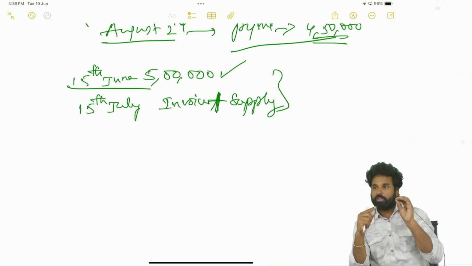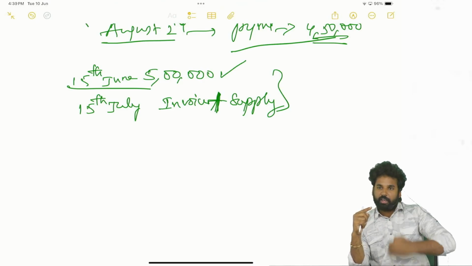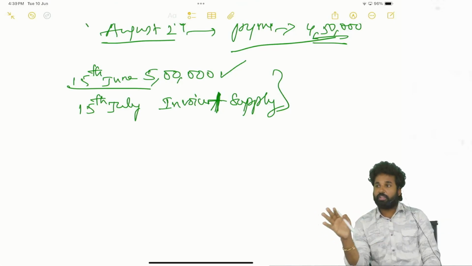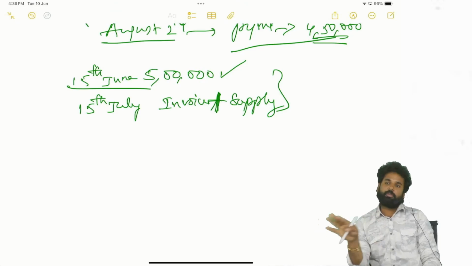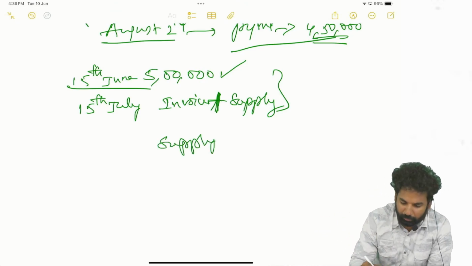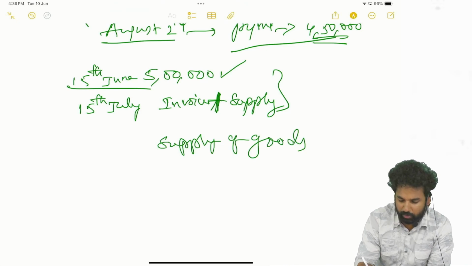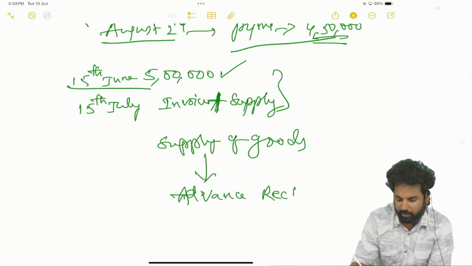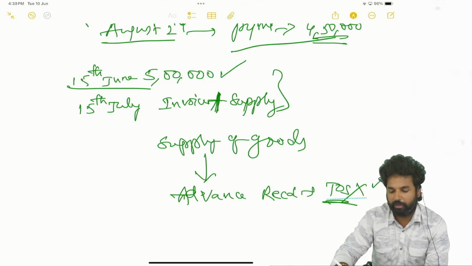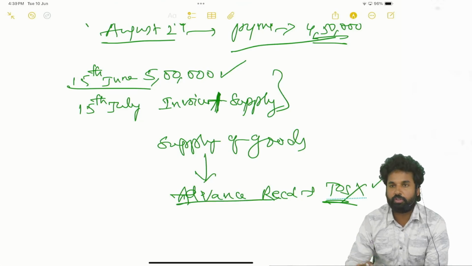But with respect to supply of goods, if you are receiving an advance, on that advance you need not make the payment of GST. GST liability won't arise. With respect to supply of goods, I am not talking about supply of service. Right. So with respect to supply of goods, if the advance is received, then time of supply will not be there. That means on advance no GST has to be paid. Okay, no GST has to be paid.